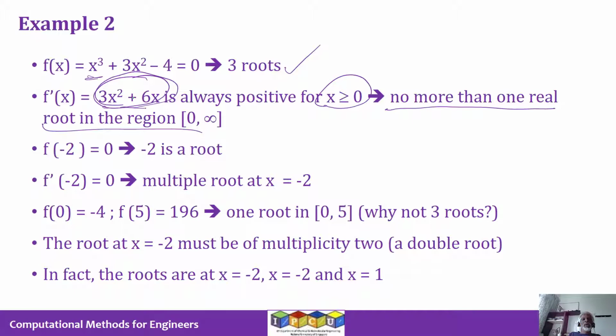And then I just tried f(-2). That means I put x equal to -2 in this function, and lo and behold, I got the value of the function to be 0. So I know -2 is a root. Then I check the value of the derivative of the function at -2.